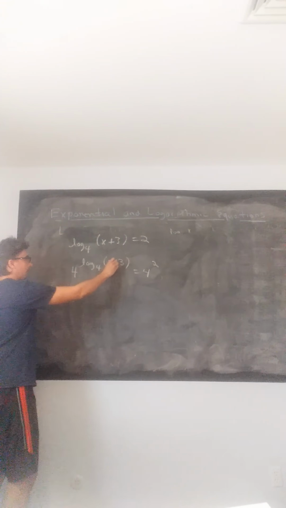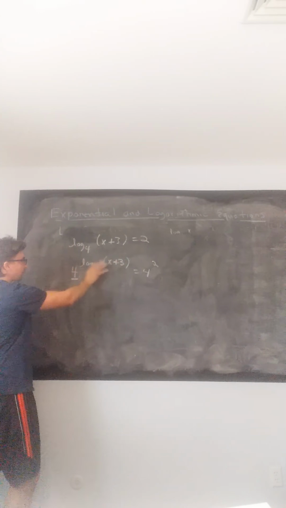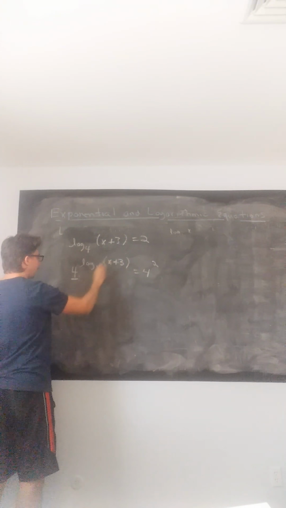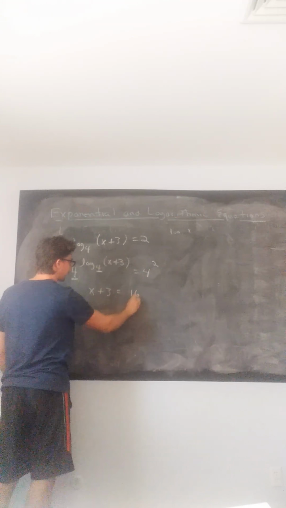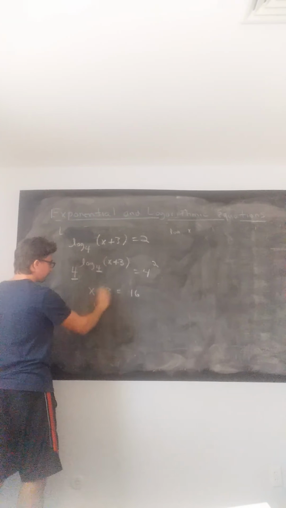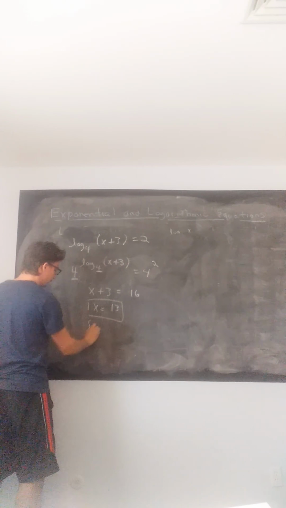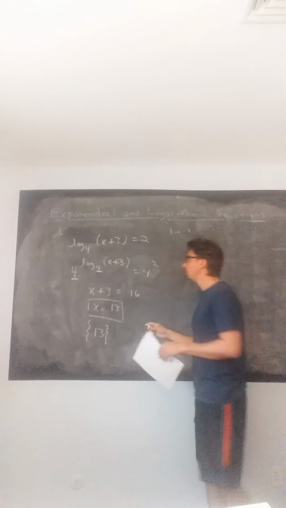And again, when we do this, we have the same bases here. So essentially all this goes away, okay? And you're just left with the exponent. So x plus 3 is 4 squared, which is 16. Subtract 3, you get 13. So the solution for this one would be 13. And if you do check, you will see that that does work out.